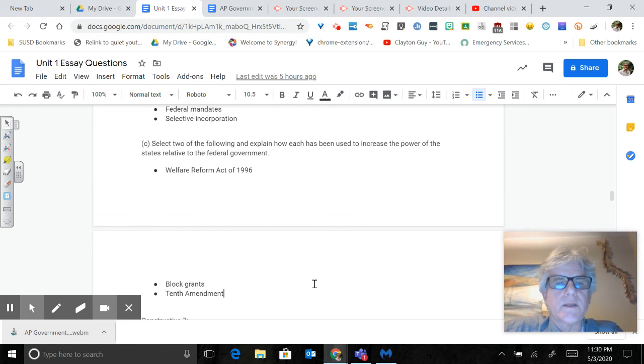These 2. Select 2 of the following, how they've been used to increase the power of the states relative to the federal government. So the Welfare Reform Act of 1996 changed welfare from basically lifelong welfare to a welfare program between 2 and 5 years. That's where TANF, Temporary Assistance for Needy Families, was created. It was a block grant program. It was originally a categorical grant program. Now it's a block grant program.